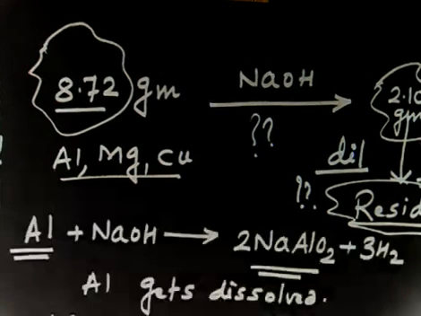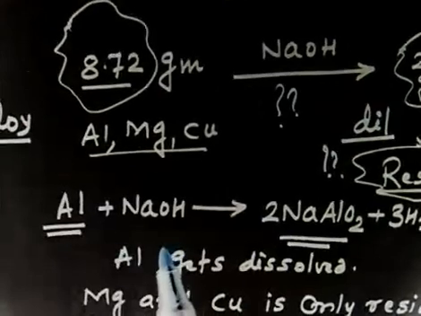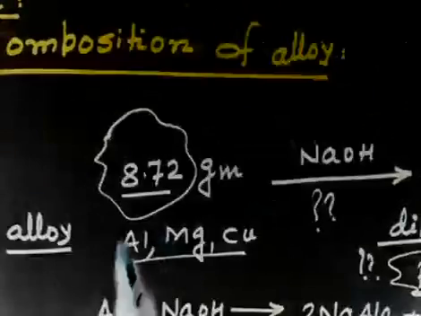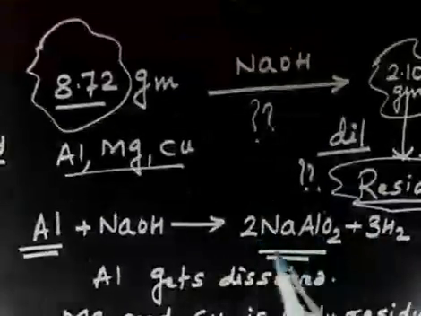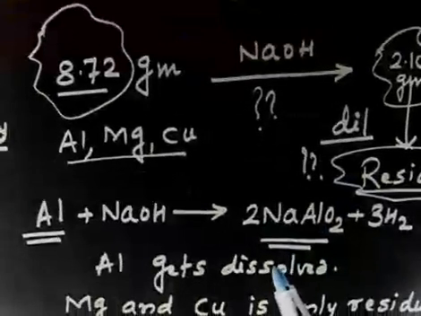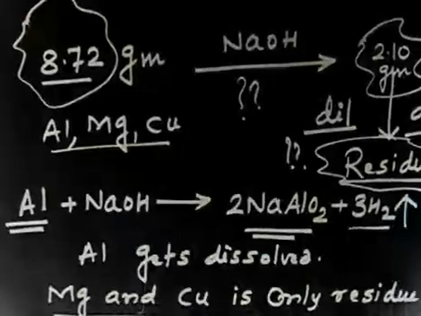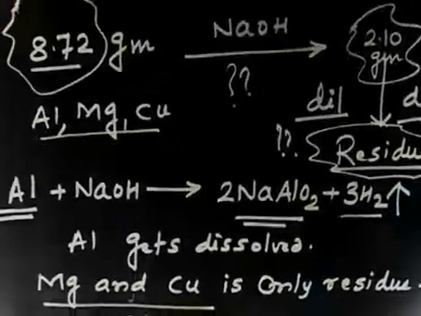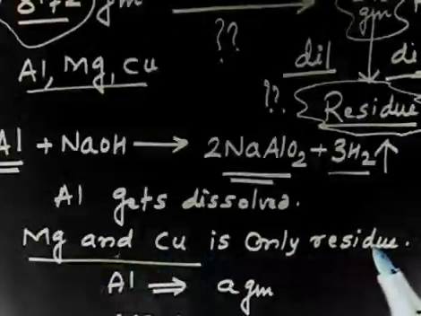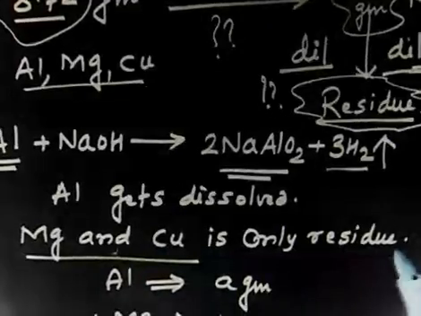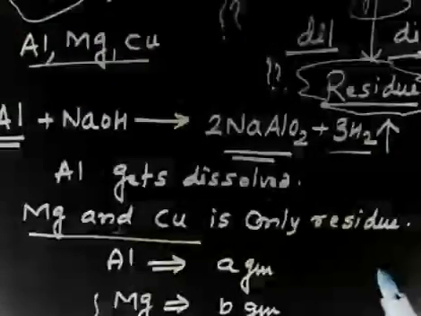Okay, let us discuss. Aluminium gets dissolved in NaOH. Of these three metals, aluminium reacts with NaOH and forms sodium meta-aluminate, NaAlO2. The reaction is: aluminium reacts with NaOH and forms hydrogen gas, which gets liberated. So aluminium dissolves, and I will only have magnesium and copper as residue. This means the weight 2.10 gram is the weight of magnesium plus copper.